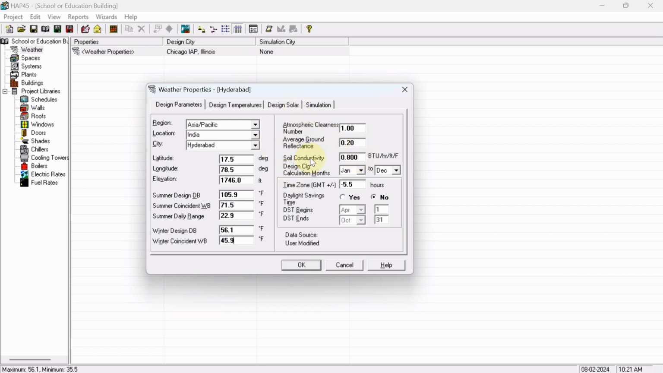So actually this detail you will get from the soil engineer. Okay, because for that we have to do the percolation test and everything. Okay, so soil conductivity, here I have taken 0.8.